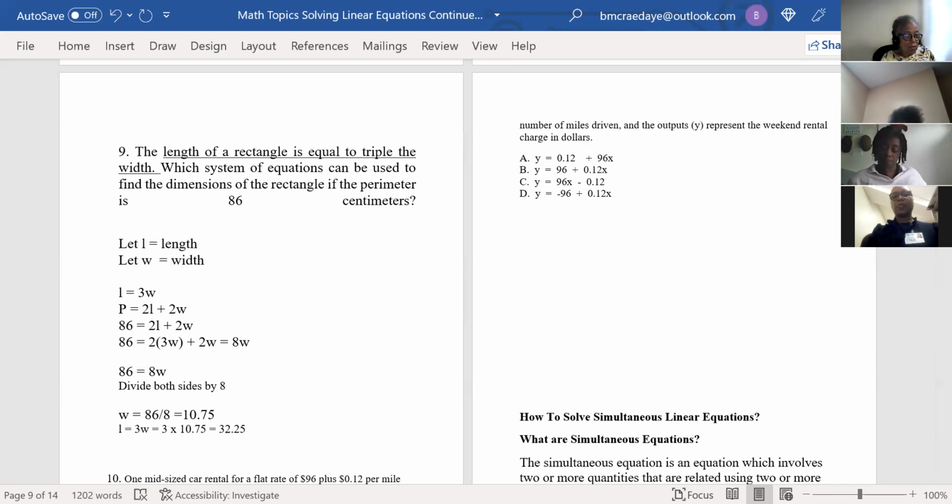Now, if you take the width and multiply it by 2 and the length and multiply by 2, check and see if you get 86. Because we said perimeter was 2 lengths plus 2 widths. So check it, see if you get 86.